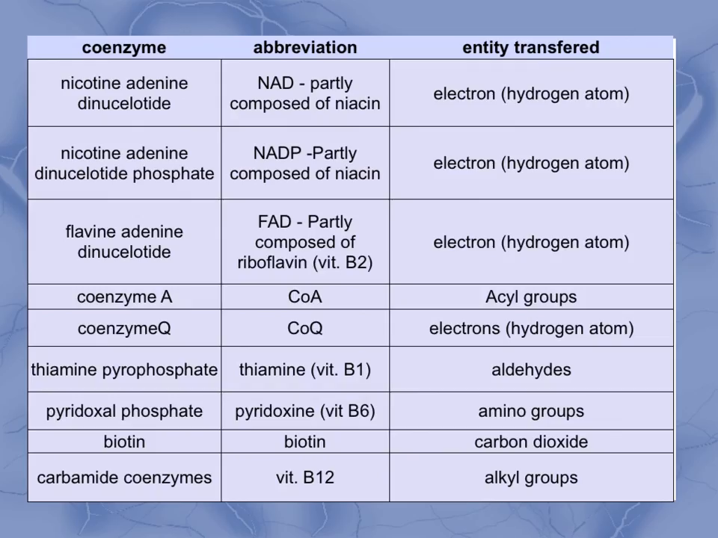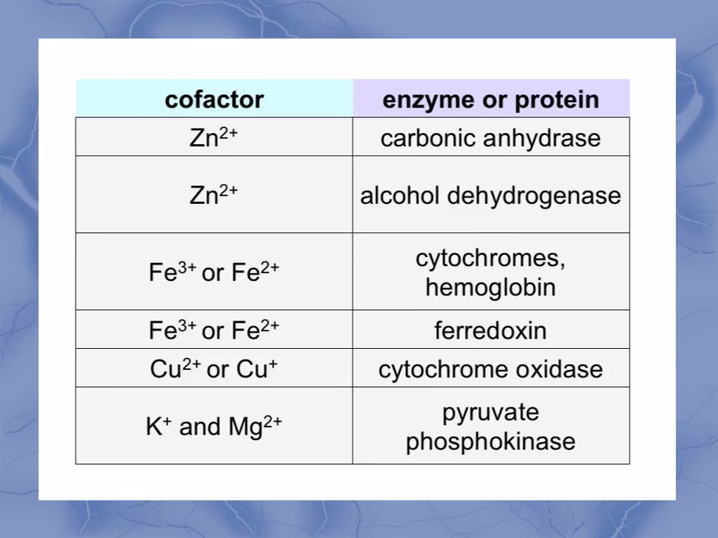Here are some examples of coenzymes that you've probably come across. You've got NAD, and NAD is involved in the electron transfer chain. NADP, FAD, coenzyme A, coenzyme Q, thiamine, which is your vitamin B1, pyridoxine, which is vitamin B6, and vitamin B12. Examples of cofactors that you might have come across are zinc, iron, copper, potassium, magnesium. And zinc is used by the enzyme alcohol dehydrogenase, which breaks down alcohol.